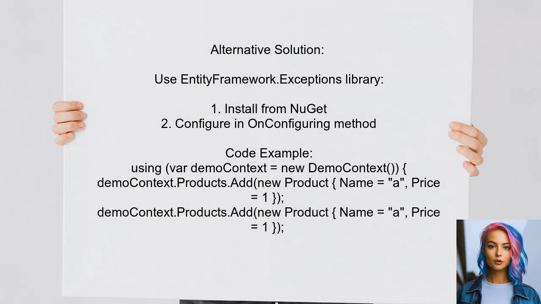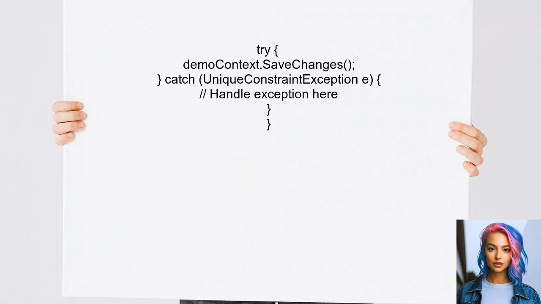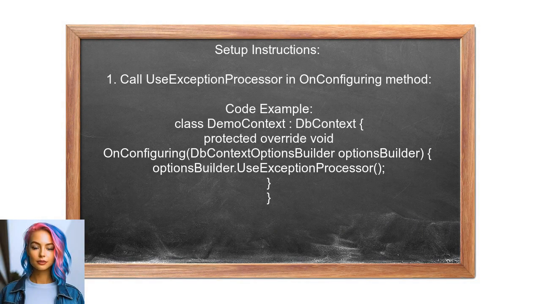An alternative approach to handle duplicate key violations in Entity Framework Core is to use an open-source library called EntityFramework.Exceptions. This library allows you to catch specific exceptions, like UniqueConstraintException, when saving changes to the database. To set it up, you need to call UseExceptionProcessor in your DbContext's OnConfiguring method. This will enable the library to process exceptions effectively.